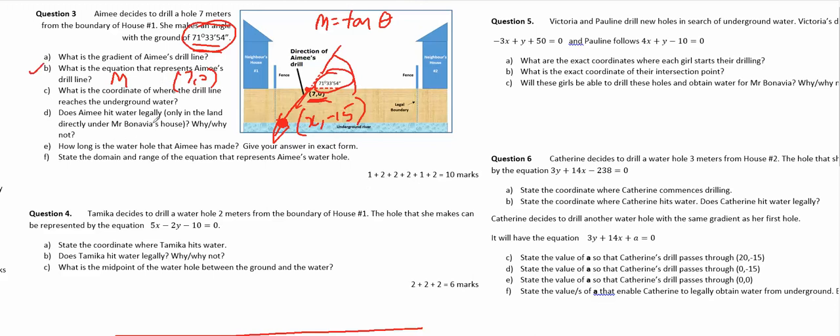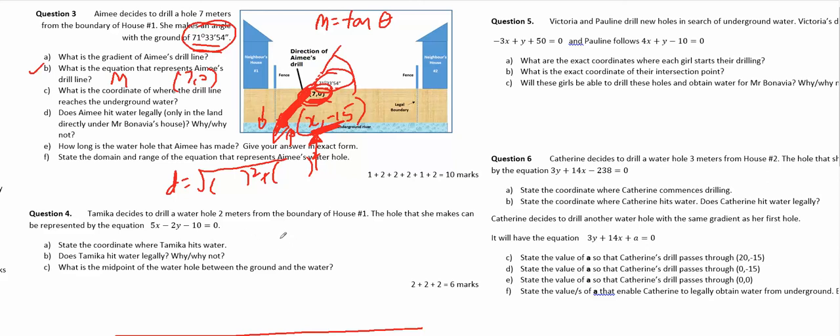Does Amy hit the water legally, that is, from inside Mr. Bonnever's property? Well, once you work out what the x value is, if it's over here, then it's illegal. If it's in here, then it is legal. How long is the water hole that Amy has made? How long is that line? There's a distance formula, d equals the square root of. You know 1.70. You know the second point. You can work out the distance. State the domain and range in the equation that represents Amy's water hole drill. You can work that out.